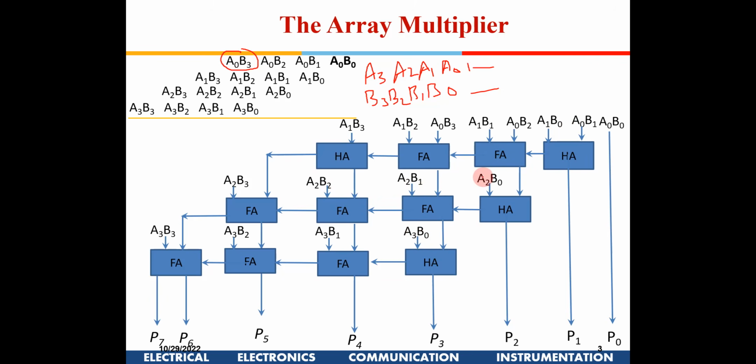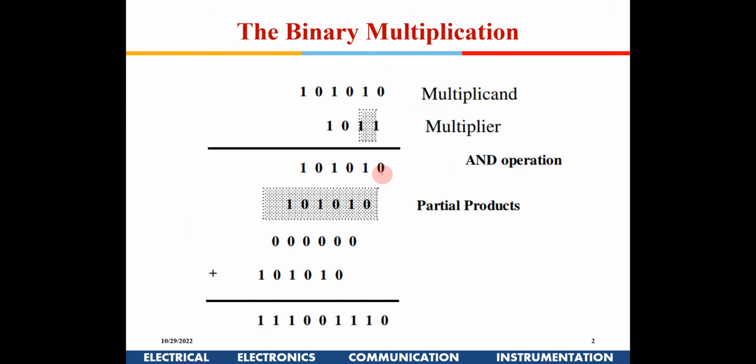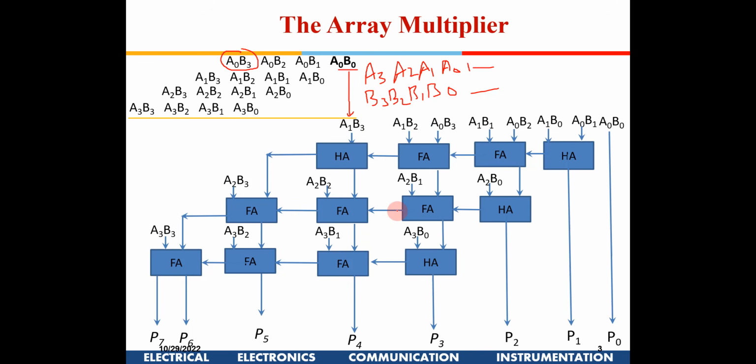So everything is available. Then how to do the summation of all these things is shown here. You see here A0, B0 comes directly as the product. This comes directly down, and then you need to add these two, and then you need to add these things. So the same thing is done here. A0, B0 is straight away brought as P0, the product 0, which is the least significant bit of the product.